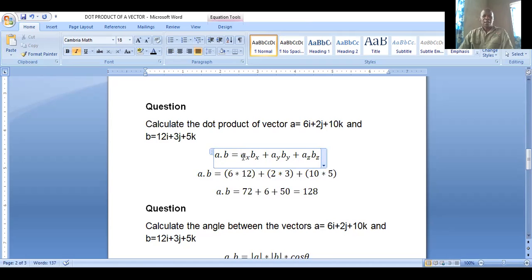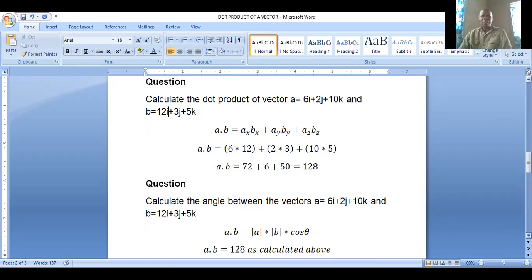That is ax times bx plus ay times by plus az times bz. And so you merely substitute now the actual figures here. For example, you can substitute 6 multiplied by 12, and then you get the sum, which gives us 128. As simple as that. So this is using the component formula in getting the dot product.